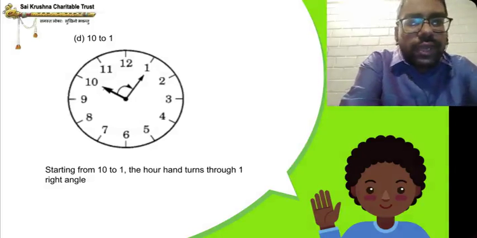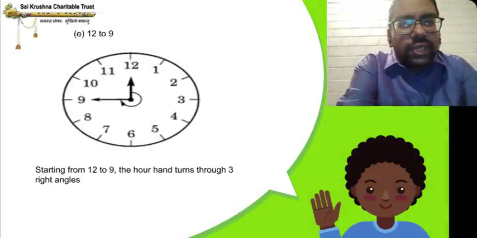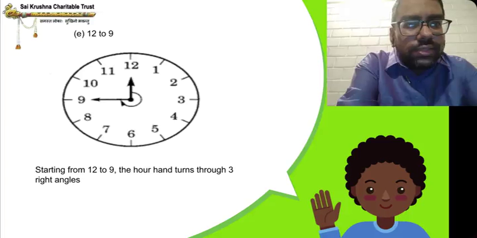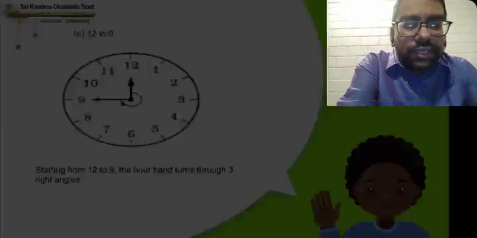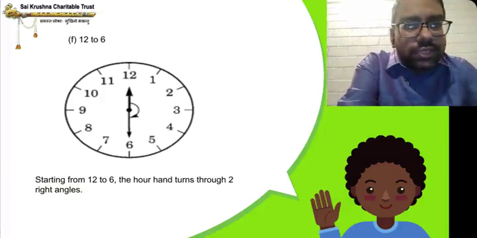10 to 1 is 1 right angle. 12 to 9. 12 to 3, 1 right angle. 3 to 6, 1 right angle. And 6 to 9, 1 right angle. So 3 right angles. 12 to 6. 12 to 3, 1 right angle. 3 to 6, 1 more right angle.